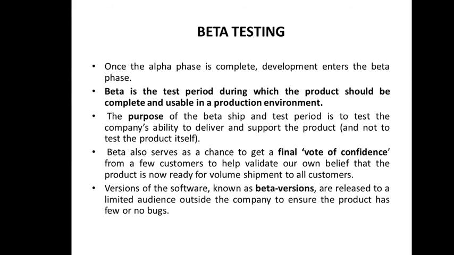Last one, that is beta testing. Once the alpha testing is complete, development enters the beta phase. So beta is a test period during which the product should be complete and usable in a production environment. So it is now finally complete, it is tested. Now it can be, you can say, operational in the production environment. Right? The purpose of the beta ship and test period is to test the company's ability to deliver and support the product, and not to test the product itself.